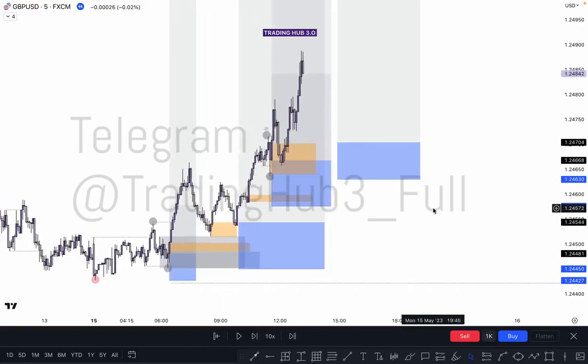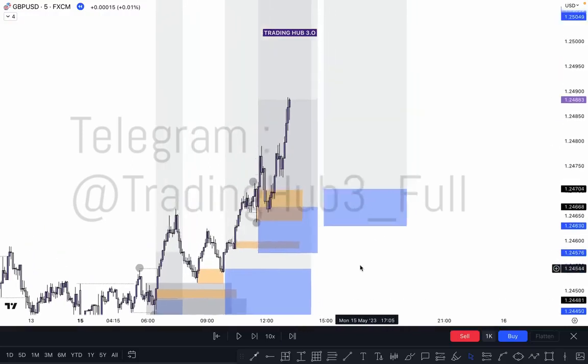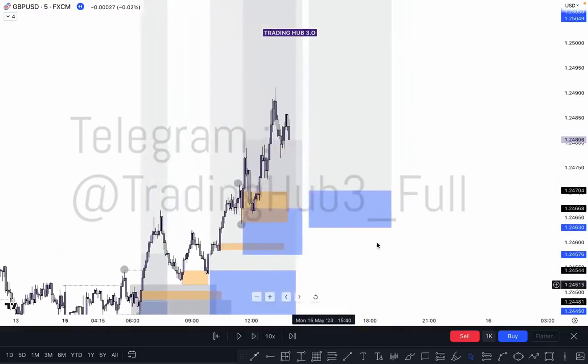Okay, and if you are thinking why I'm buying here, there is no inducement because the low was swept here, right? If the market sweeps the low or high, then we don't need to wait for inducement before the buy or sell. The market continues going higher high. Okay, so let's see what happened next here.